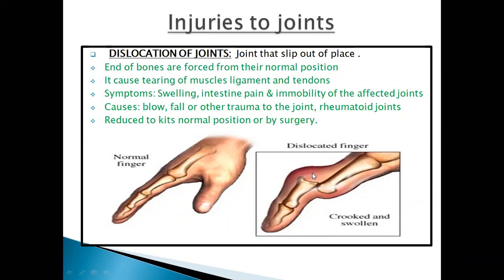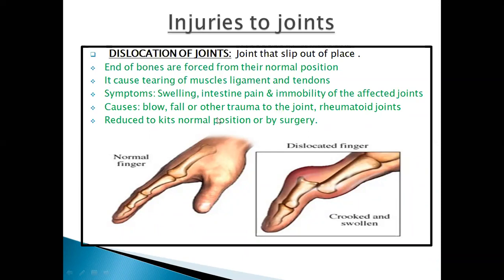It causes tearing of muscles. Here these muscles are also crooked, tearing of muscles, ligaments, and tendons. Okay, when the bones get dislocated, what can it cause? It can cause muscle, ligament, and tendon tearing. Fine. What are the ligaments and tendons? Ligaments attach bone with bone, and tendons attach bone with the muscles. So if the joints get dislocated, it actually tears the muscles, ligaments, and tendons.